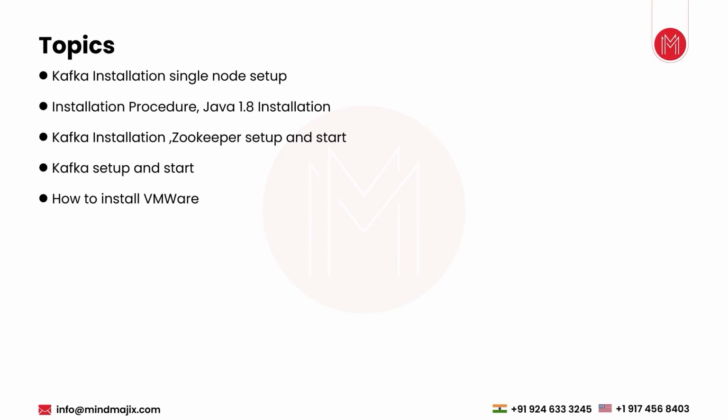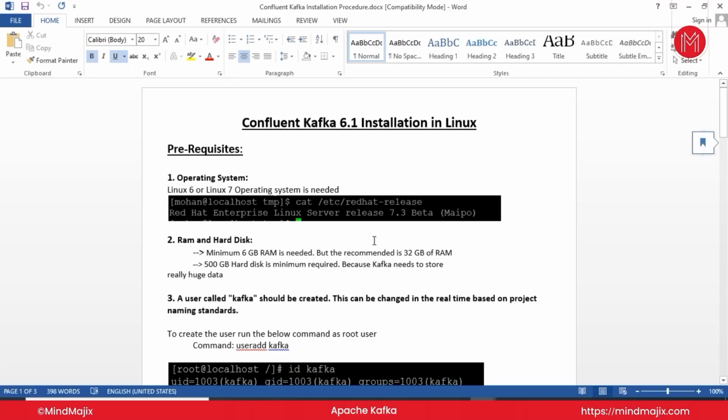Today what we are going to do is take a Linux server, and inside that Linux server, we are going to install Confluent Kafka 6.2 version, which is the latest version. Here we are going to install Kafka 6.2, not 6.1, because 6.2 came into the market recently, the very latest version. So let's go with that. All right, this is the documentation.